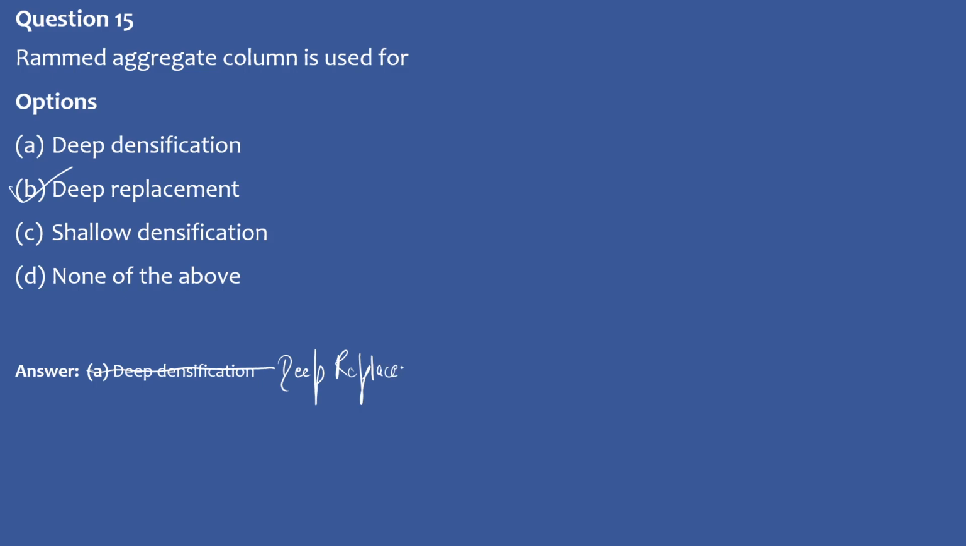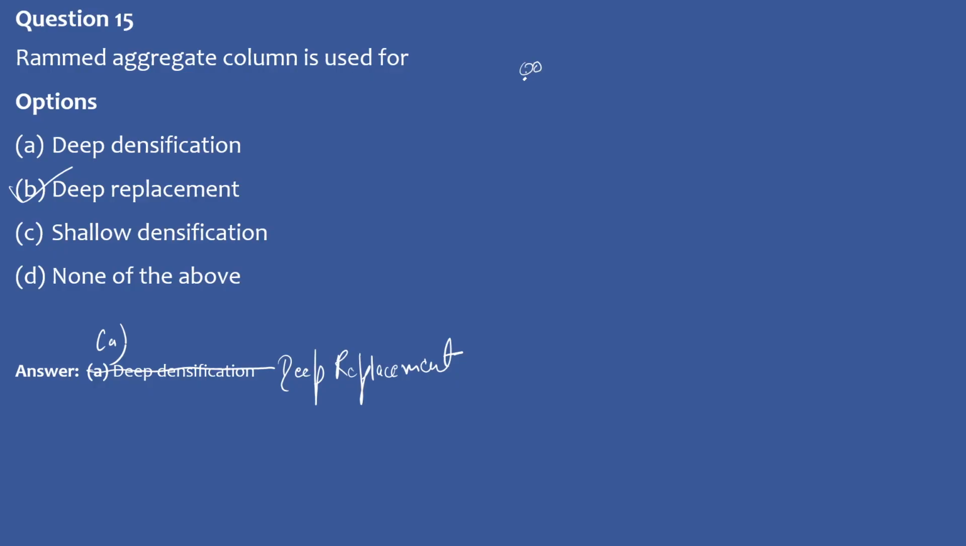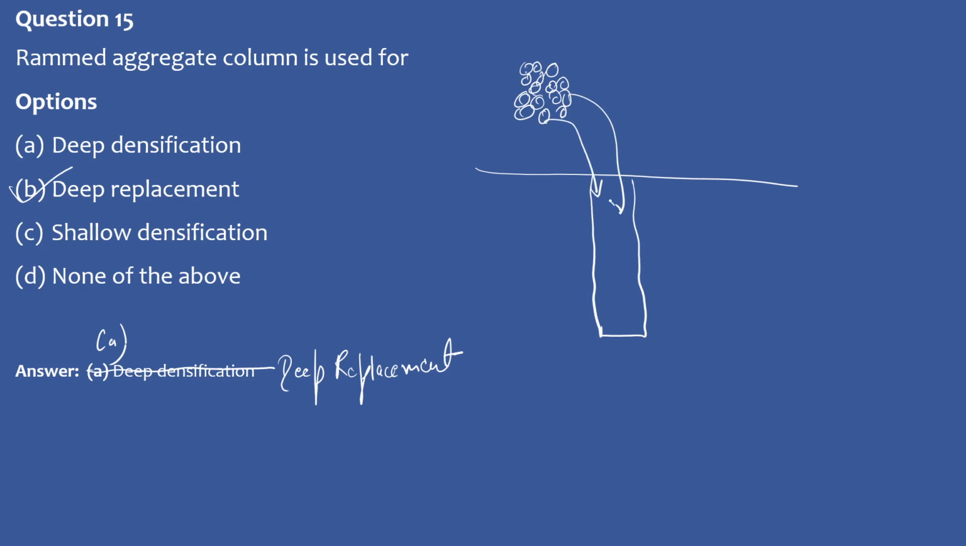Deep densification can also be achieved, we can have that ground improvement with a rammed aggregate column, but the main motive of the rammed aggregate column is the deep replacement. So you are having a certain matrix of gravel particles which has been rammed, and then you basically replace a certain column of the ground and fill that gravel column in this, and ram your whole column with these gravel particles.